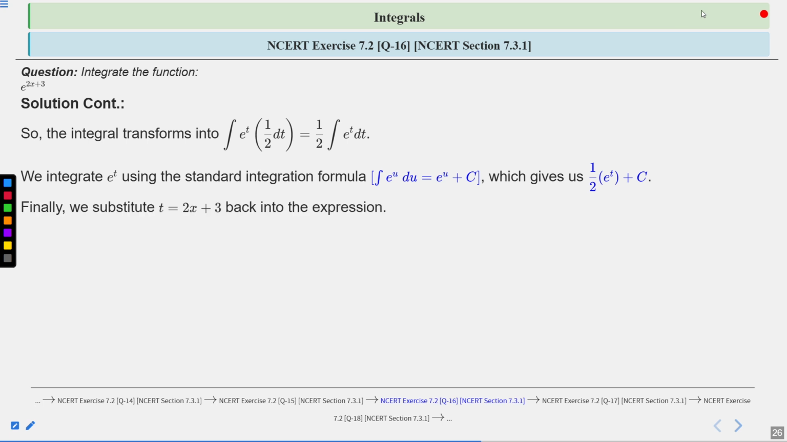Finally, we substitute t is equal to 2x plus 3 back into the expression. Therefore, the integral is basically 1 by 2 times e to the power 2x plus 3 plus c, okay? Is it clear to all?